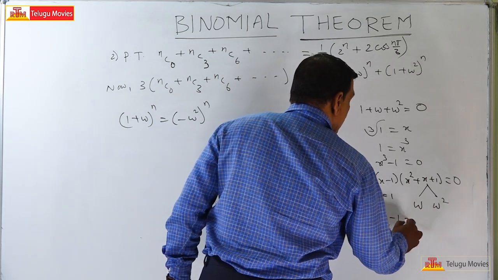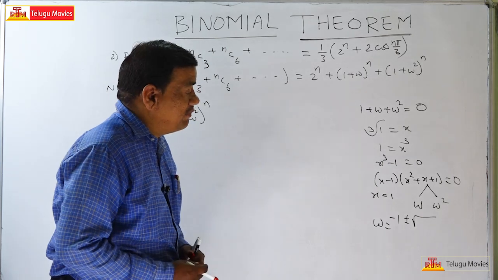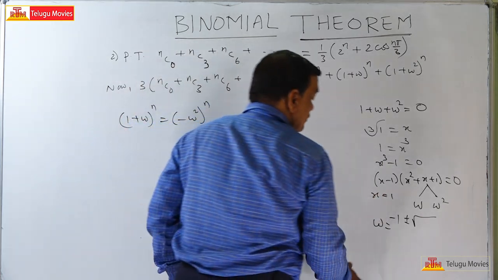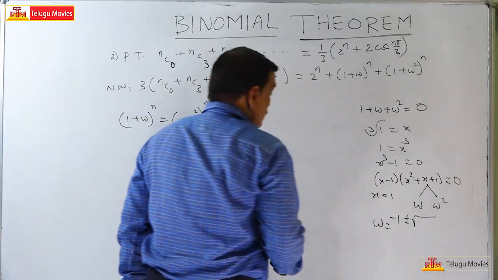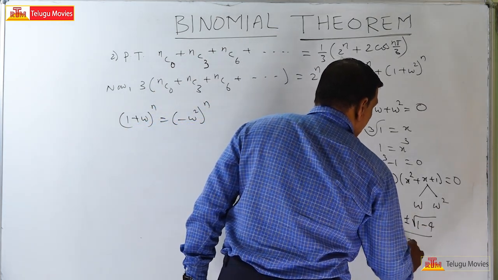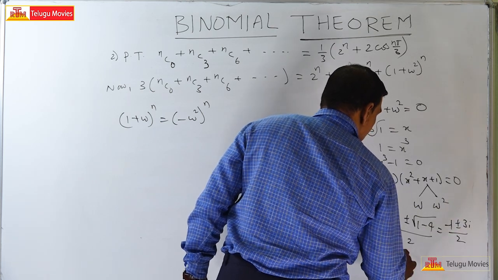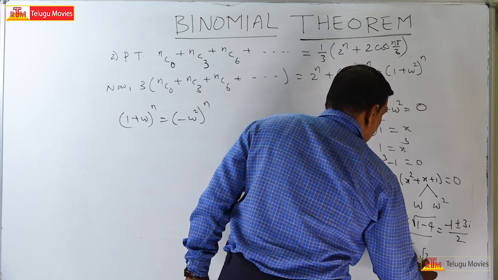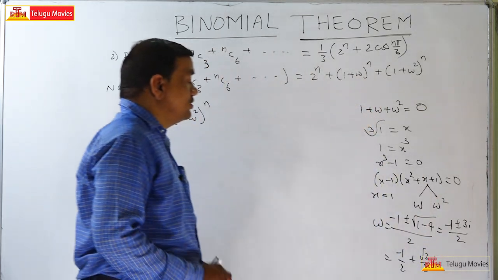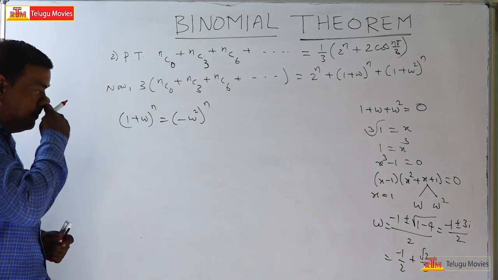Omega is equal to minus b plus or minus root of b square minus 4ac by 2a. So, minus 1 plus or minus root of minus 3, that is, minus 1 plus or minus root 3 i by 2. That is equal to minus 1 by 2 plus root 3 by 2 i. Okay, now, minus 1 by 2 plus root 3 by 2 i, that is omega.